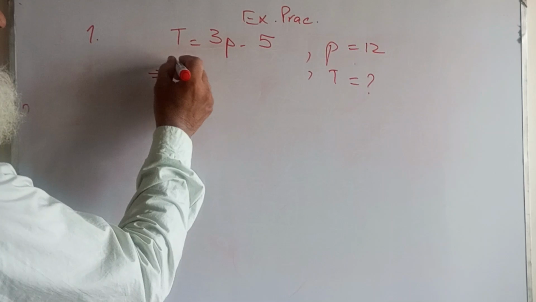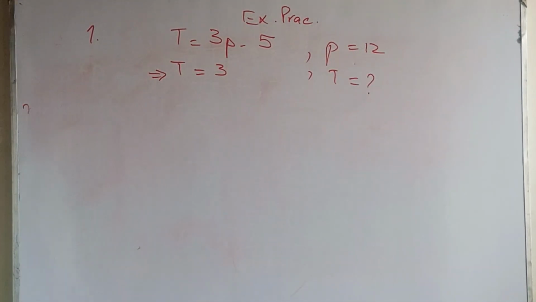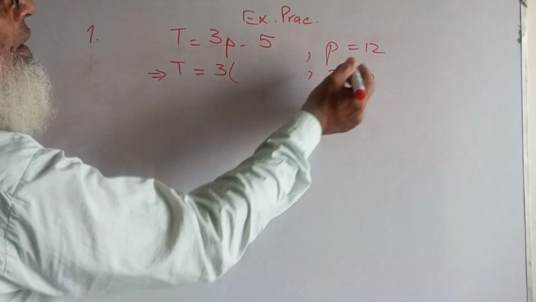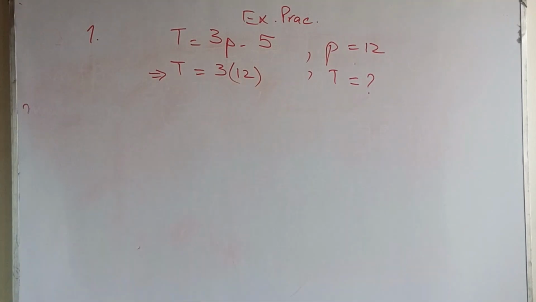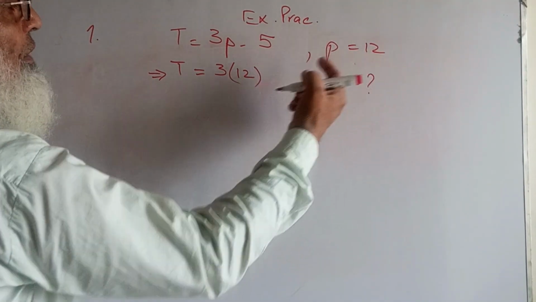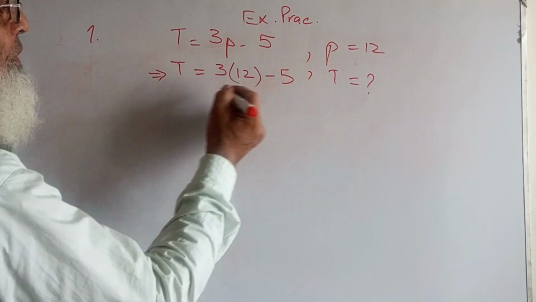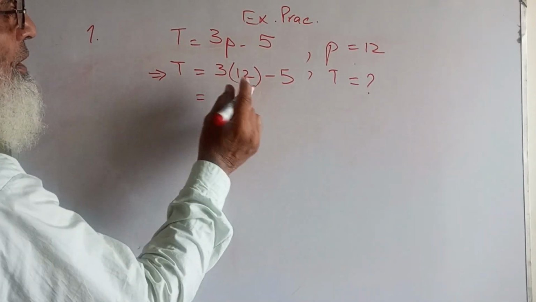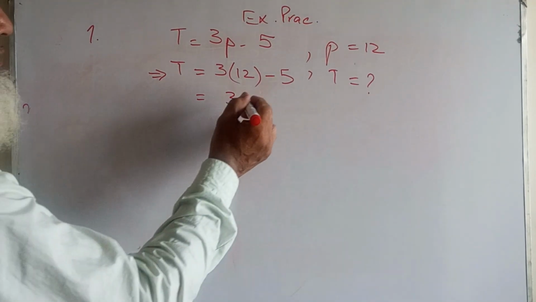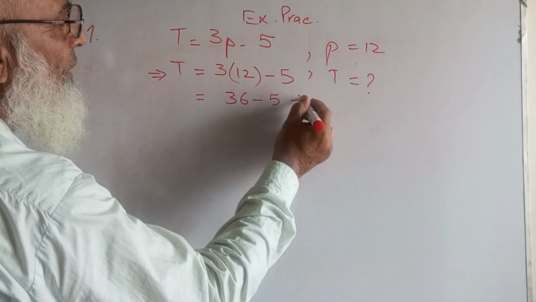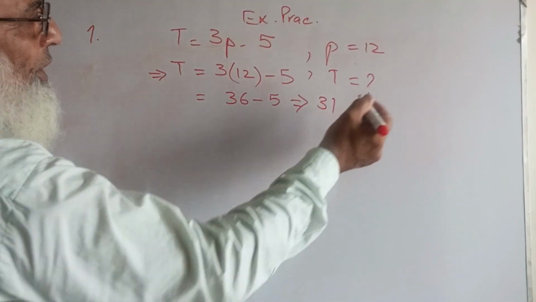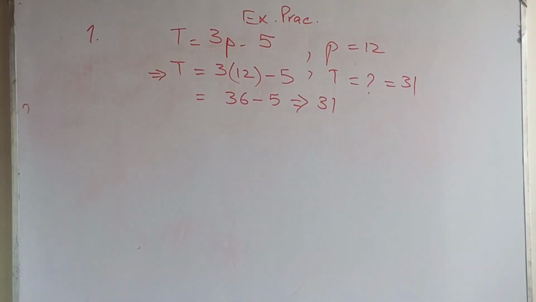Now t is equal to 3p minus 5. Wheresoever p is written, we substitute the value of p, and we only have one p over here. So substitute 12 instead of p, because this is the value of p, minus 5. Now it will become 3 times 12, which is 36, minus 5, and it will become 31. Now t is equal to 31. So it was quite a simple question.